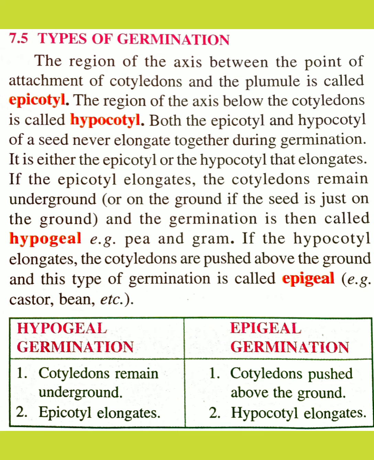Next is types of germination. Germination is of two types, that is hypogeal germination and epigeal germination. Hypogeal germination means where the cotyledons remain underground. Here the epicotyl elongates. So epicotyl is the region of the axis between the point of attachment of cotyledons and the plumule. Whereas in epigeal germination, cotyledons are pushed above the ground and the hypocotyl elongates. Hypocotyl is the region of the axis below the cotyledon.